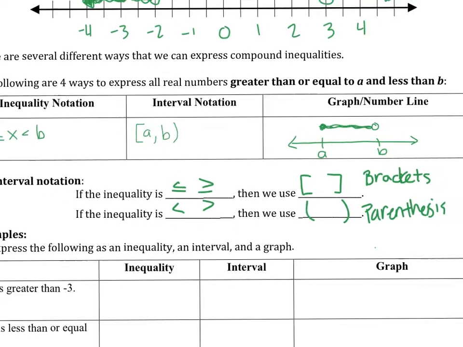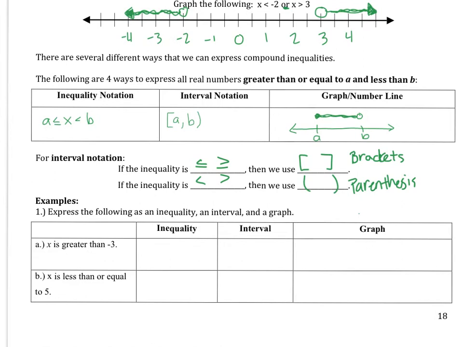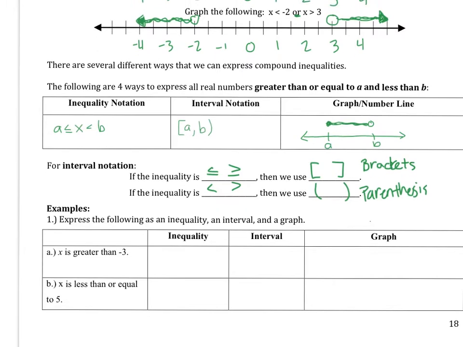So let's try one here. I'm going to do the first two, and then you guys will have to try the second two. It says, express the following as an inequality, an interval, and a graph. x is greater than negative 3. This looks like it's only one single inequality. It has an x, and x has to be greater than negative 3.